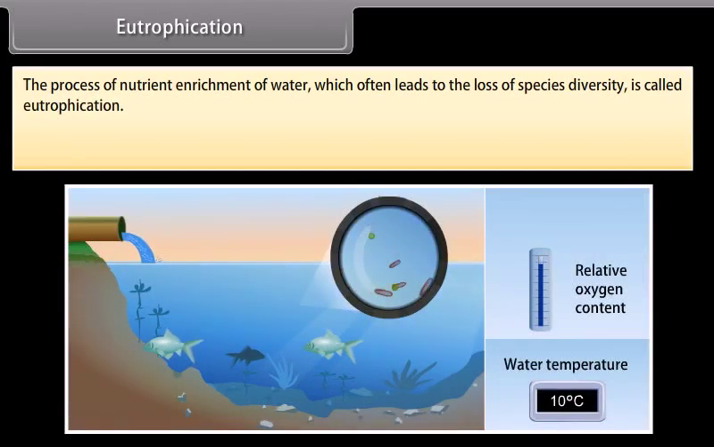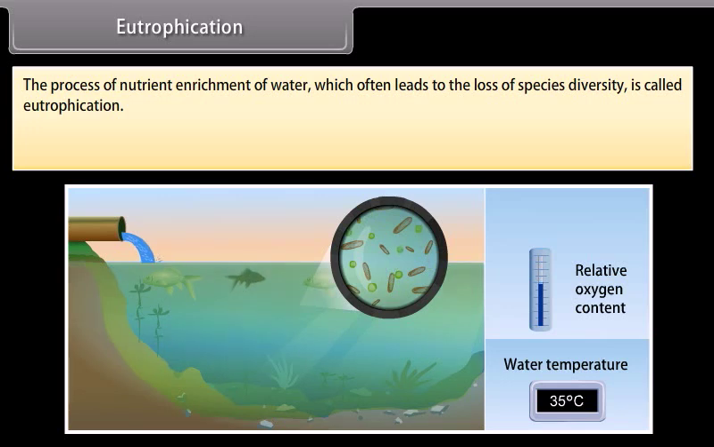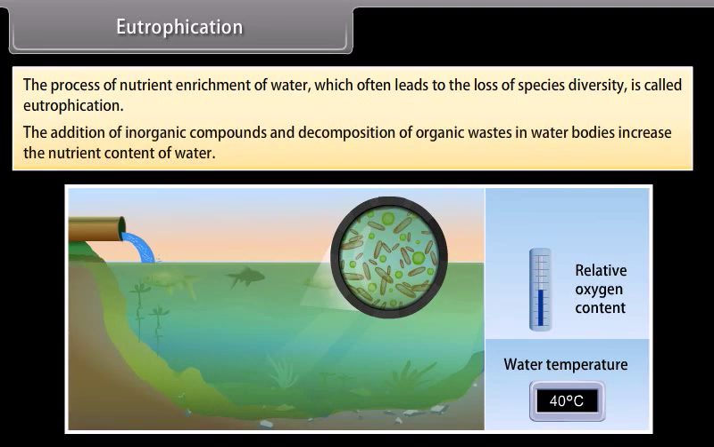Eutrophication. The process of nutrient enrichment of water, which often leads to the loss of species diversity, is called eutrophication. The addition of inorganic compounds and decomposition of organic wastes in water bodies increase the nutrient content of water.